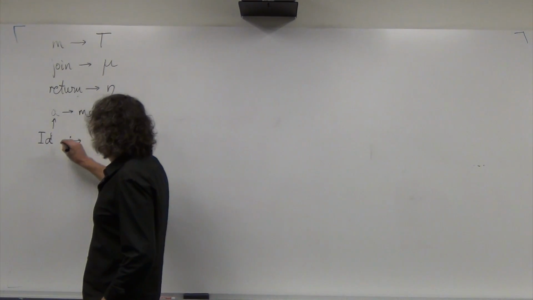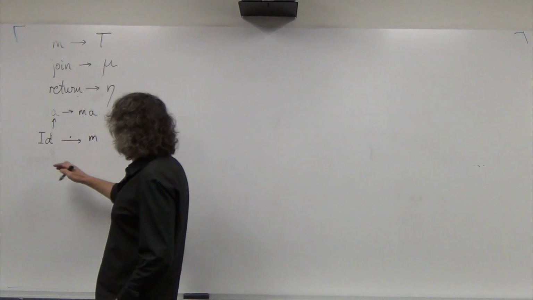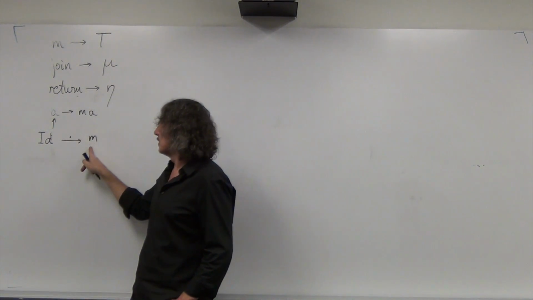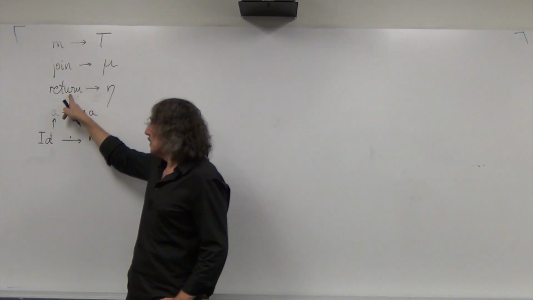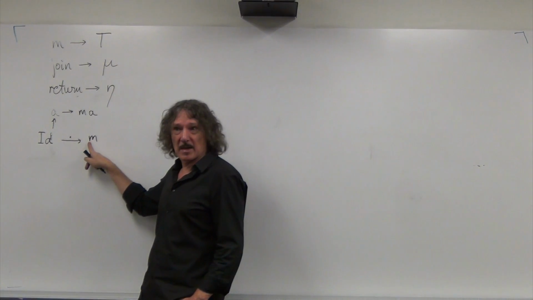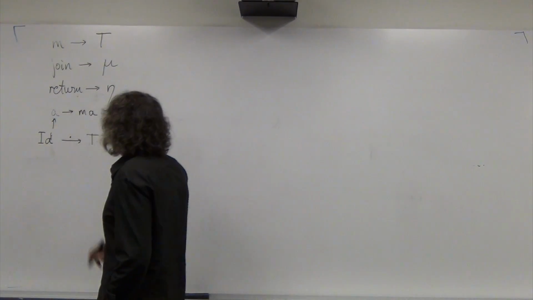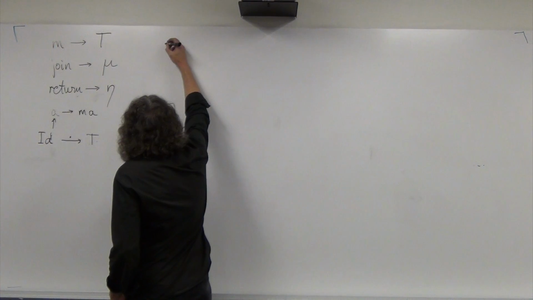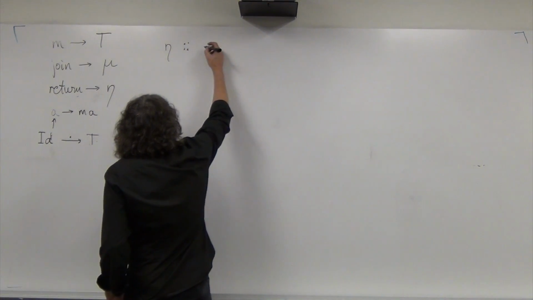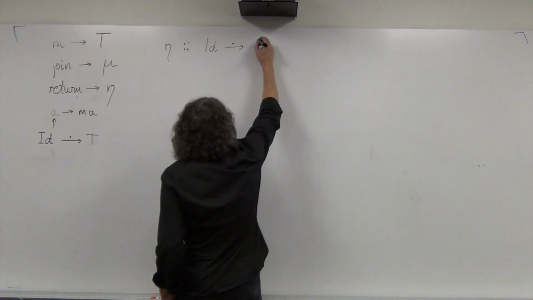Sometimes people put a dot over the arrow for natural transformation. So it's a natural transformation between two functors, and this is a component of this natural transformation for some particular A. So return is a component of the natural transformation from the identity functor to m, and since we don't want to use m here, we want to use T, we'll say that eta is a natural transformation from the identity functor to T.